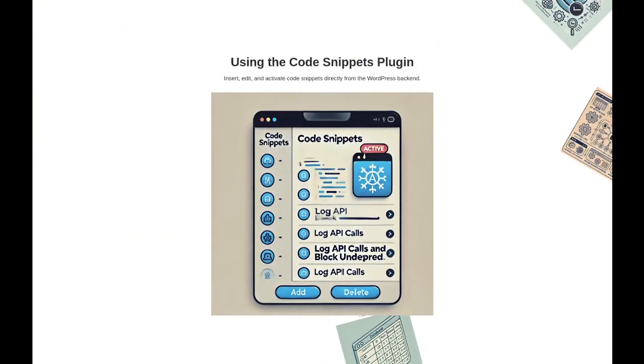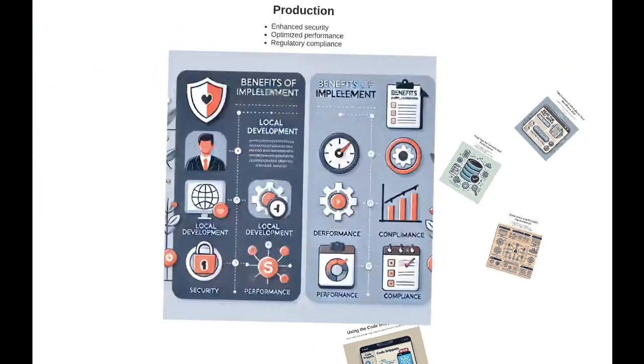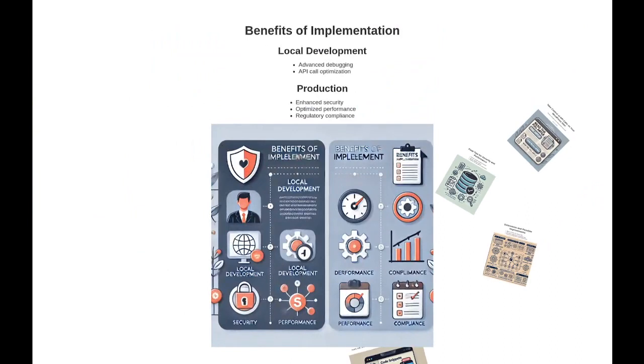We can manage this code without modifying theme files thanks to the Code Snippets plugin. With Code Snippets, we can add, edit, and activate code snippets directly from the WordPress backend, making code management easy and secure.